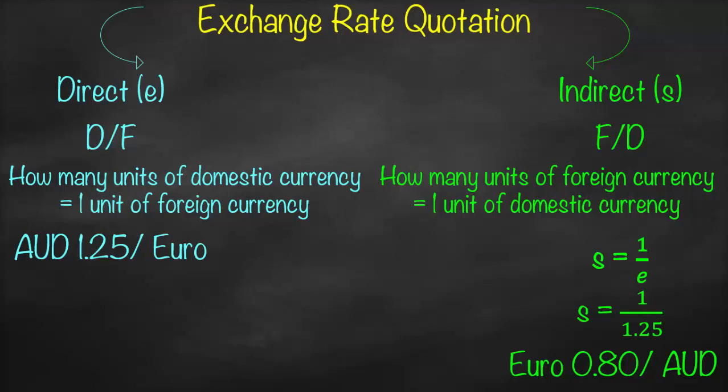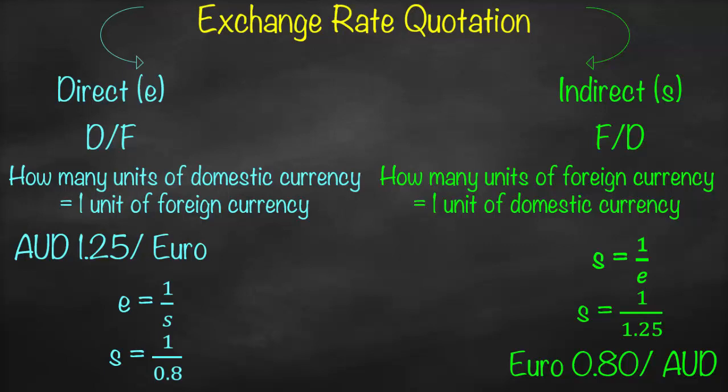Can we do it vice versa? If I give you indirect quotation, can you convert it into direct quotation? Definitely yes. Take 1 over it. So our direct quotation will be 1 over indirect quotation. E is 1 over S. So if I take 1 divided by 0.8, it will give me 1.25 Australian dollars per euro. Therefore, you could easily move from direct to indirect quotation and vice versa, but you need to know which quotation you have.